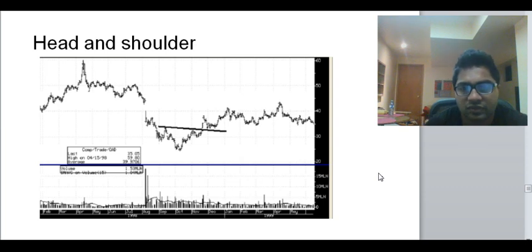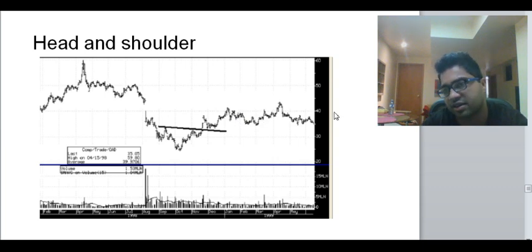Okay, so this is a head and shoulder in real life. The stock was falling. It created shoulder 1, it created a head, then it created shoulder 2, and if it breaks this neckline, then the uptrend starts. This is the point where volume is significant and the neckline has been broken, so an uptrend starts.